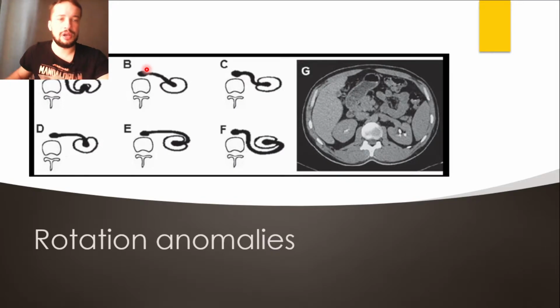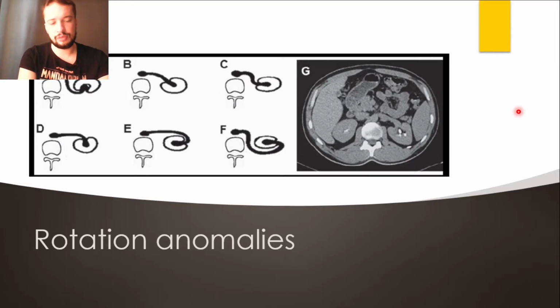There we see a fetal kidney that faces with its hilum and pelvis anteriorly, and during ascent undergoes a 90 degree rotation to achieve its final normal position where the hilum and pelvis face medially. Different types of anomalies of rotation are described.